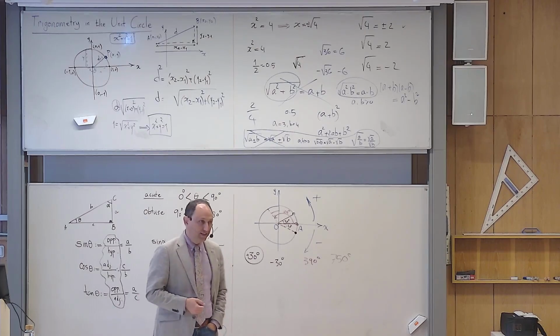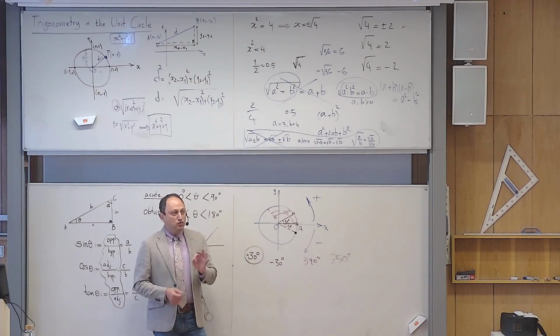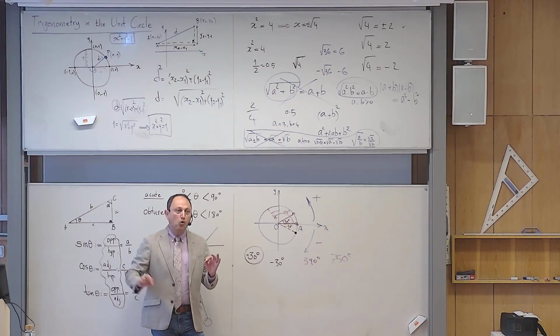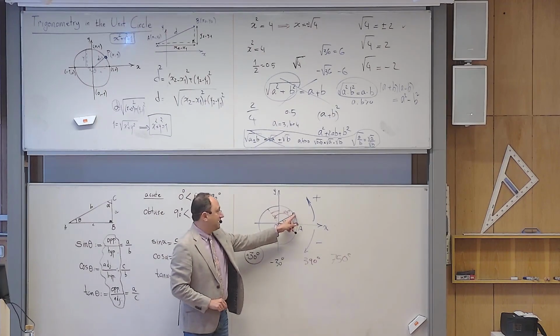So, do you understand the question? The question is, can you write a formula for me that generates all possible names for this angle that ends at this point?